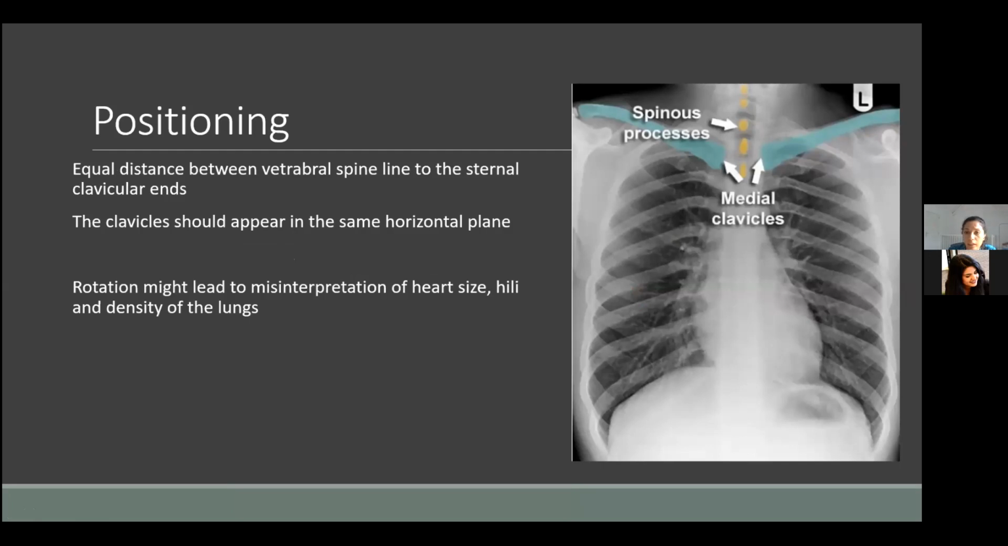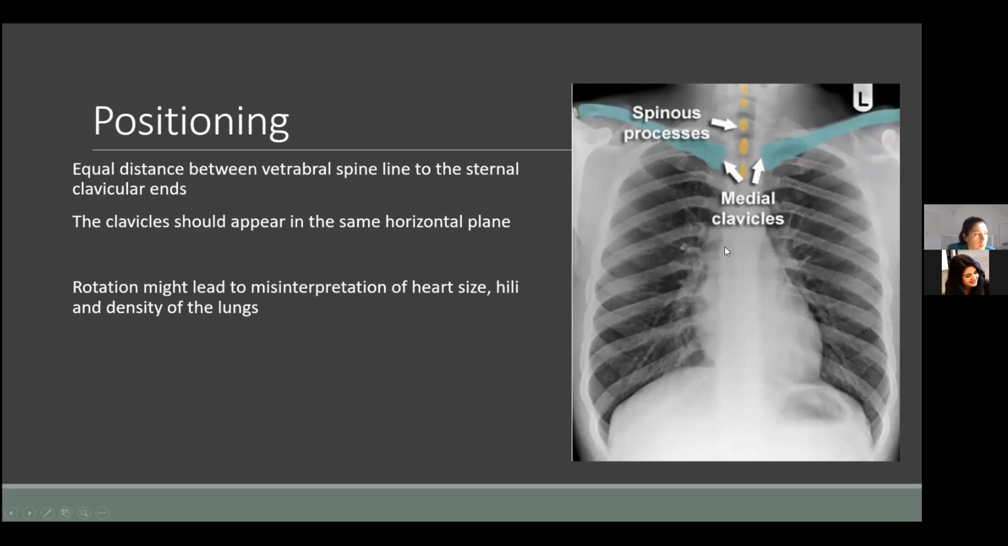Moving to positioning, this is important because if you do not recognize rotation on the chest X-ray, certain appearances may become misleading. So check for equal distance between the vertebral spine, formed by the processus spinosi, and the medial clavicle. It should be the same on either side. Otherwise, you have to suggest rotation. A rotation will also lead to offsetting of the processus spinosus.